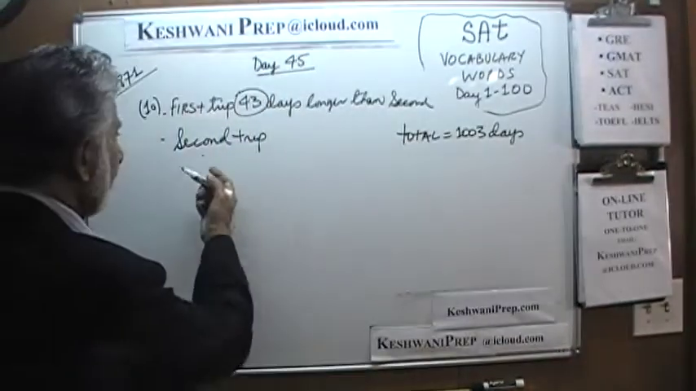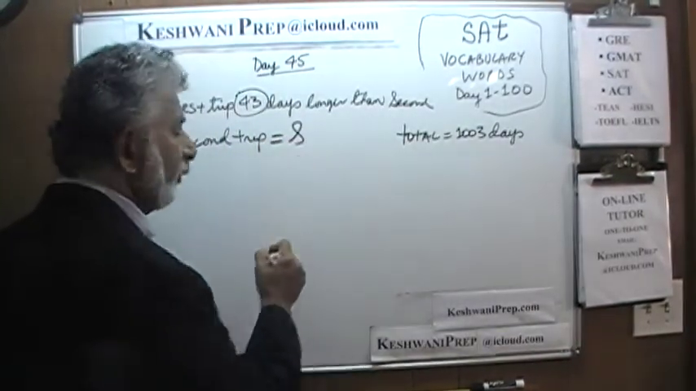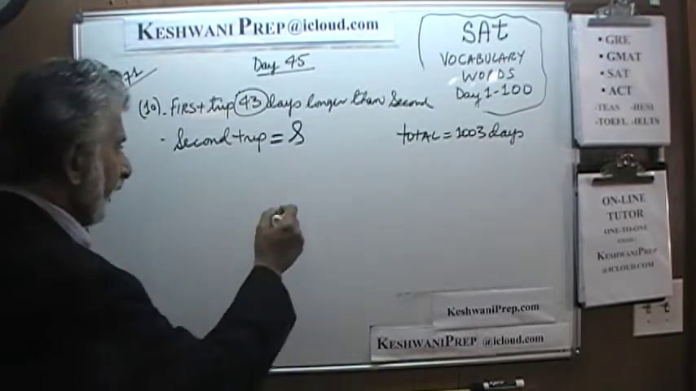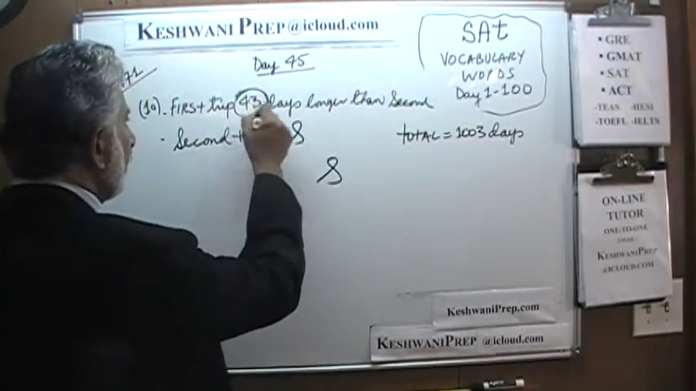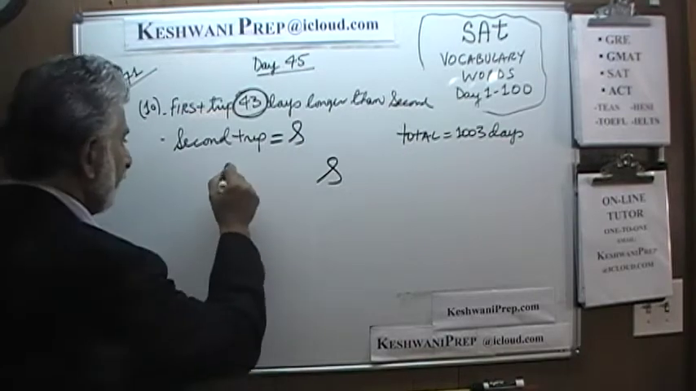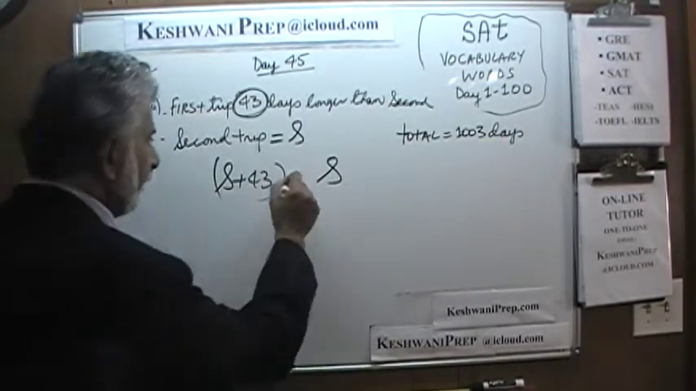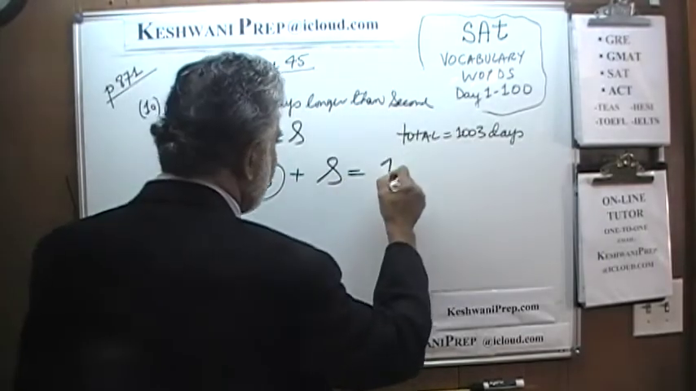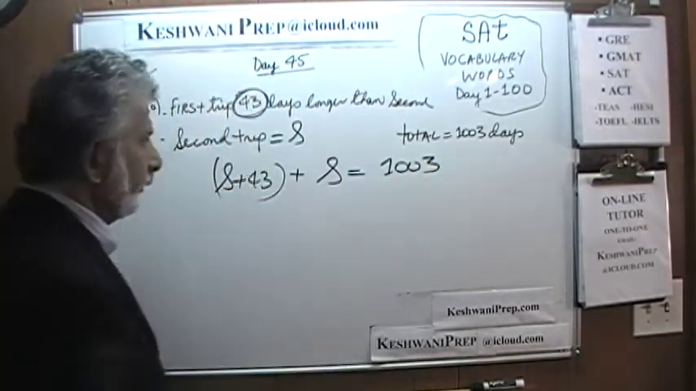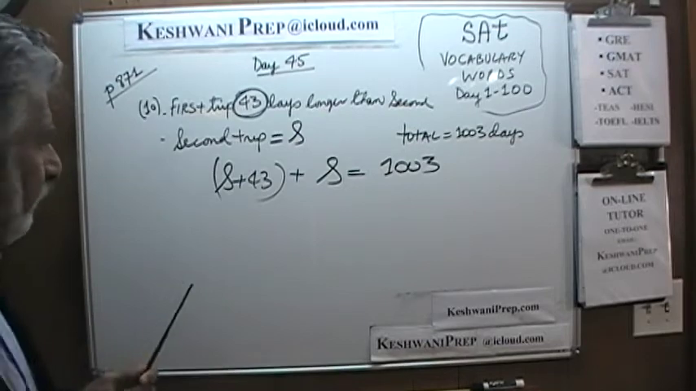So let's pretend that the second trip was S days. The first trip was 43 days longer than the second trip, so the first trip must be S plus 43. So this is our first trip, this is our second trip, and together we are told they took 1,003 days. As you can see, it's a quite straightforward, simple equation.